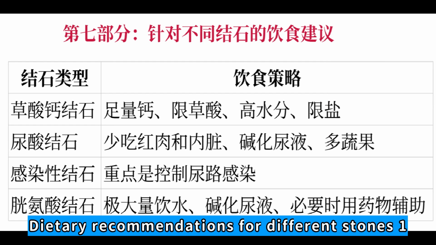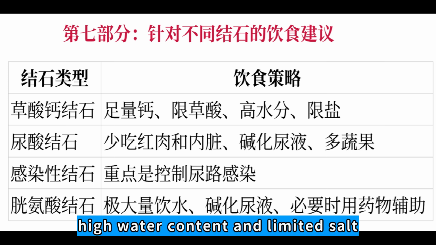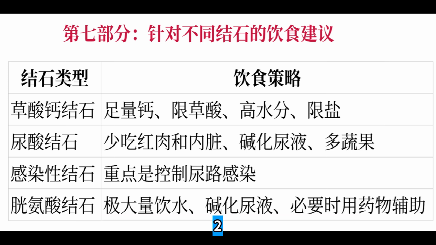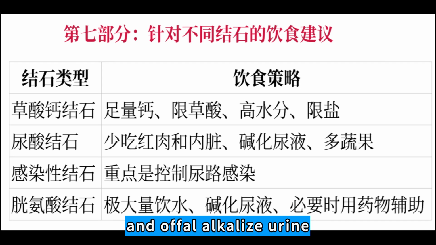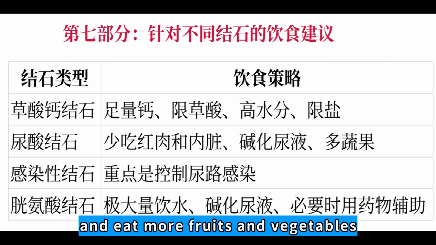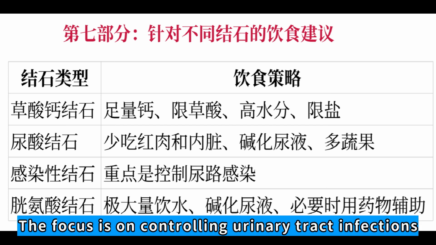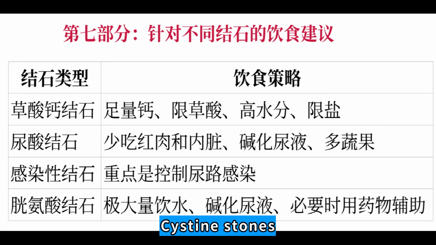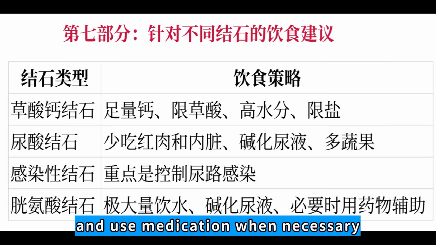Part 7. Dietary recommendations for different stones. 1. Calcium oxalate stones. Sufficient calcium, limited oxalic acid, high water content, and limited salt. 2. Uric acid stones. Eat less red meat and offal, alkalize urine, and eat more fruits and vegetables. 3. Infectious stones. The focus is on controlling urinary tract infections. 4. Cystine stones. Drink a lot of water, alkalize urine, and use medication when necessary.